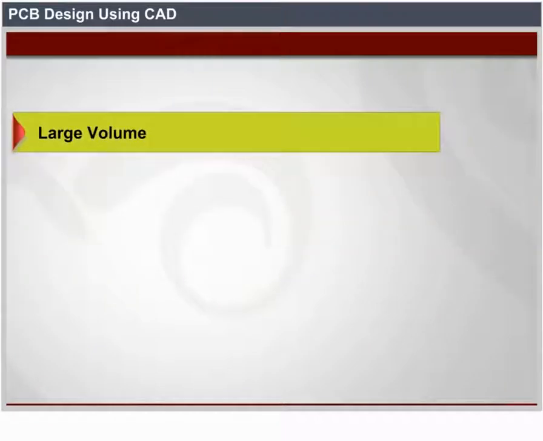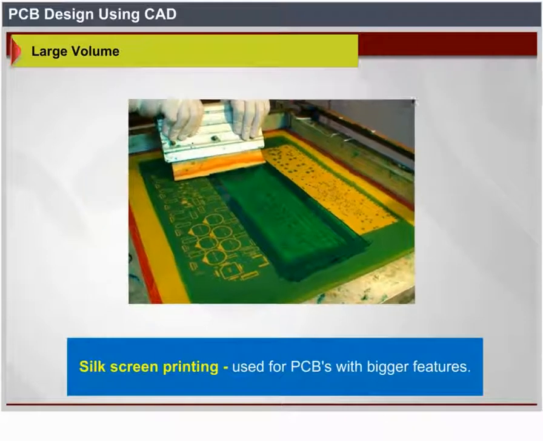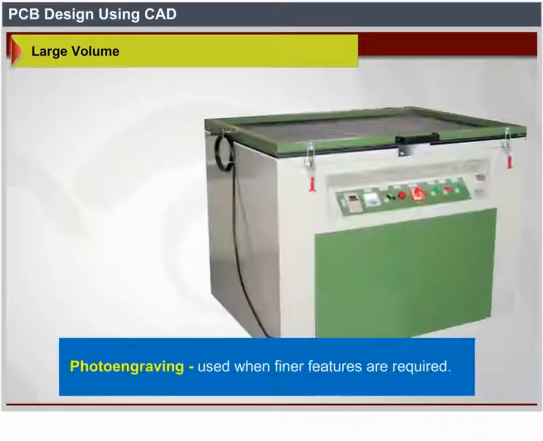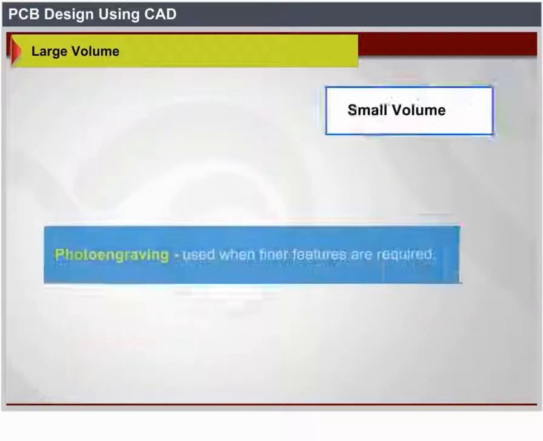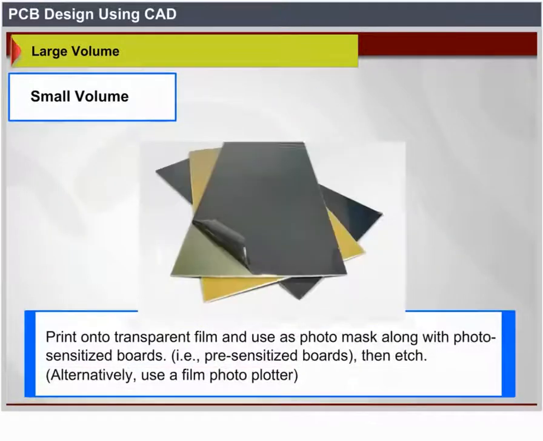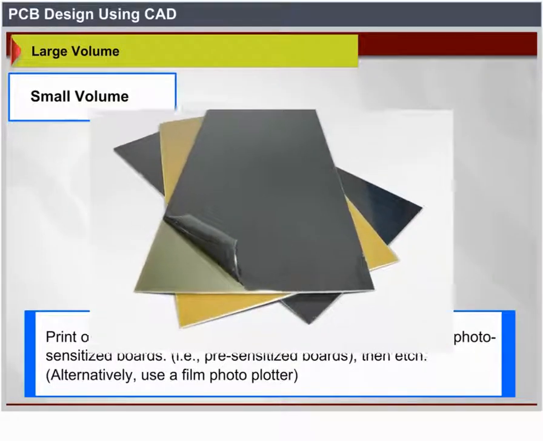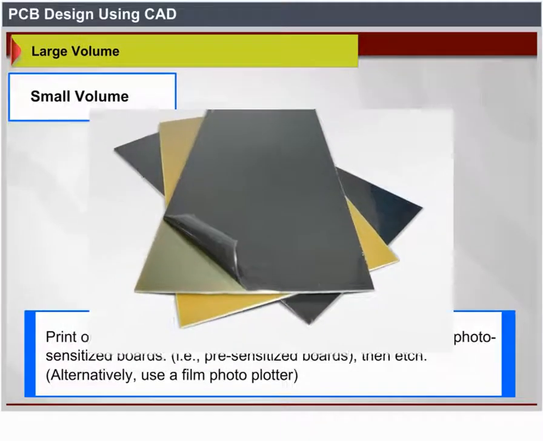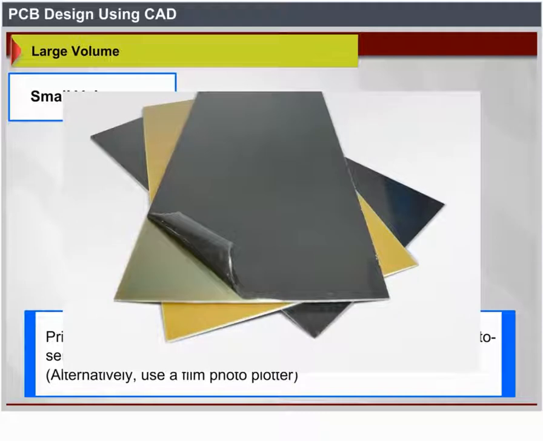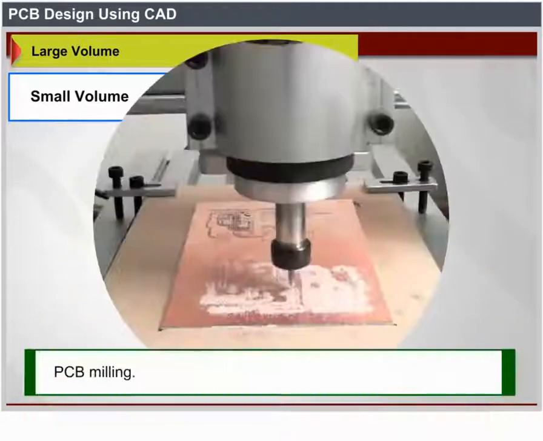Large volume: silk screen printing is used for PCBs with bigger features. Photo engraving is used when finer features are required. Small volume: print onto a transparent film and use it as a photo mask along with photosensitized, that is pre-sensitized, boards, and then etch. Alternatively, use a film photo plotter. Laser resist ablation, PCB milling.